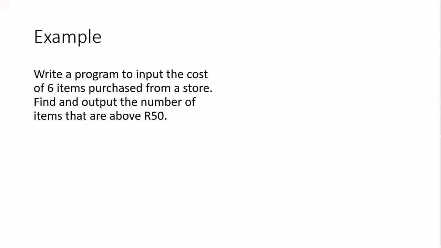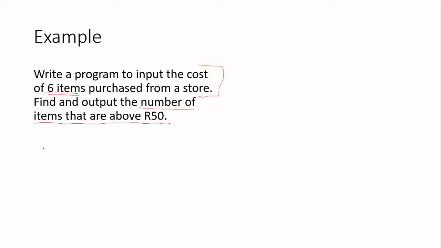In this example, we need to write a program to input the cost of 6 items purchased from a store. So I'm going to make use of a loop to input one item, and then the loop will execute 6 times, allowing me to get the cost of 6 items. So once I've input the 6 items, find and output the number of items that are above 50 Rand. So let's look at an example.